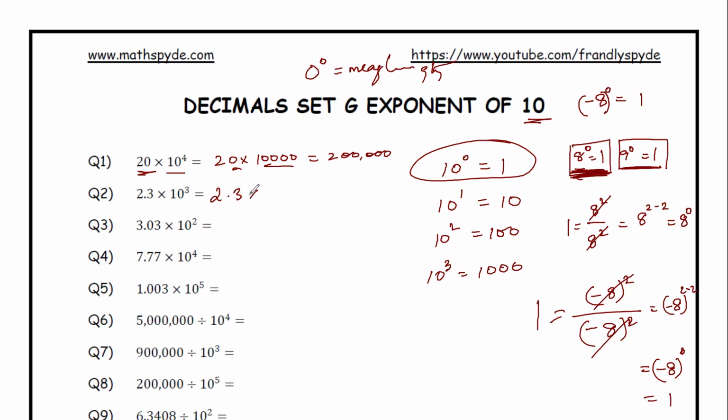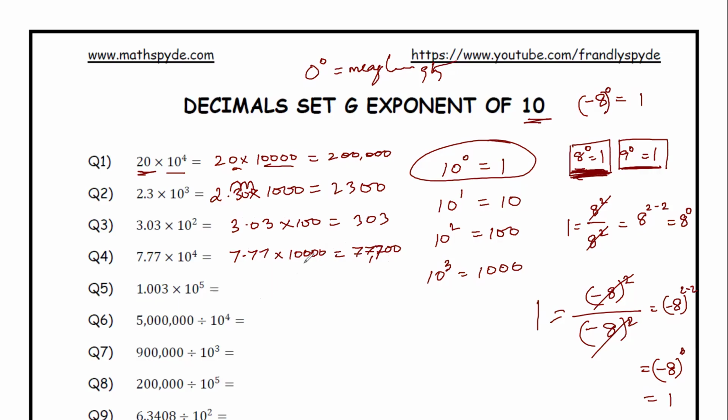That one is 2.3 into 1,000. So you have one jump, second jump, and third jump, so there'll be two more zeros. So it'll be 2,300. That one is 3.03 into 100, because 10 squared is 100. So that's 303. That one is 7.77 into 10,000. So you already got two jumps and then two more zeros. So 777 and two zeros, so that's 77,700.